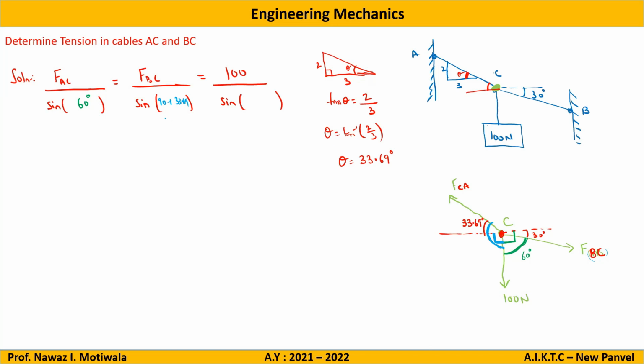Then the final one. FBC divided by sine of... now I need this angle, this one. So how do we get it? It is very simple. We know that this total angle is 180. Out of this, an angle is given to you. So what will the remaining angle be? 180 minus 33.69.